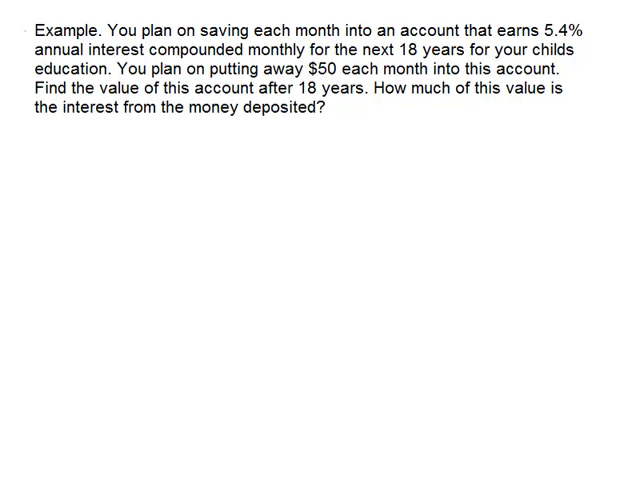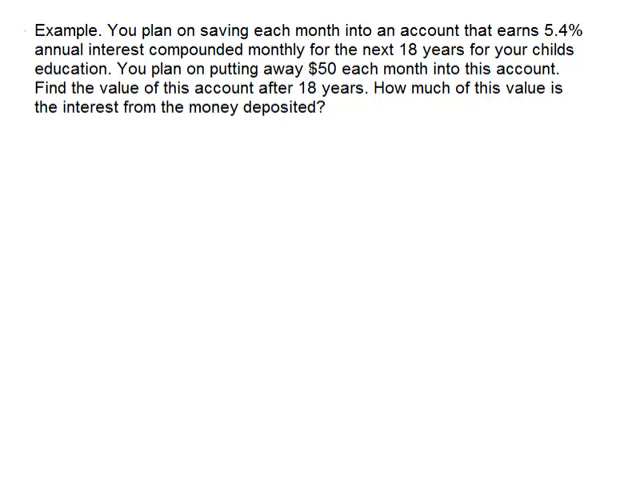We want to take a look at another way to save for an investment that is, in essence, more approachable for a person. We're going to do a fixed monthly deposit. And in this case, we're looking at a $50 monthly deposit into an account. And the account is something that's going to earn 5.4% interest. And for ease of use, we're going to make this compounded monthly. And we're going to do this for the next 18 years.